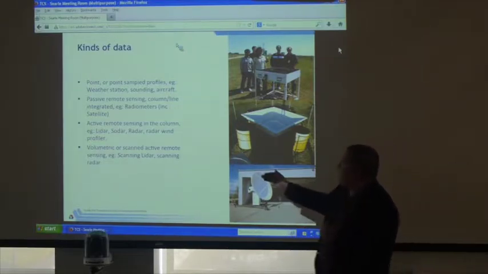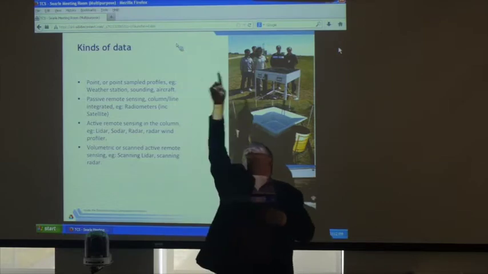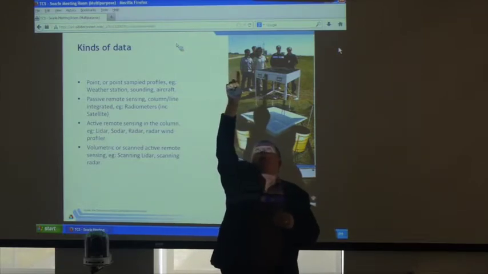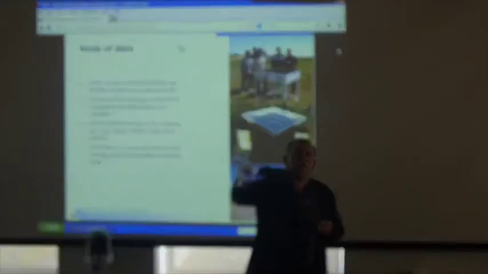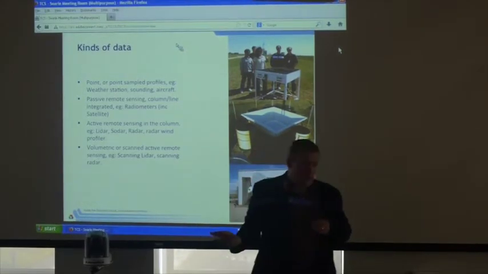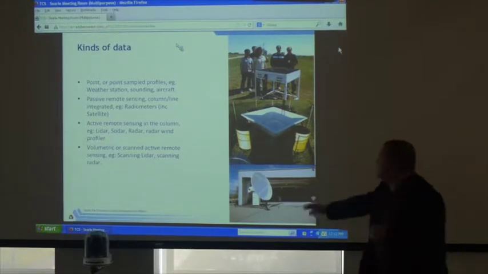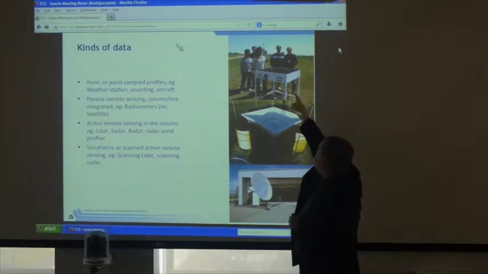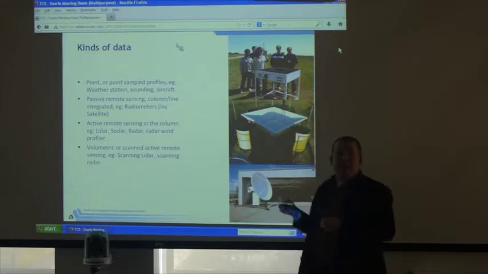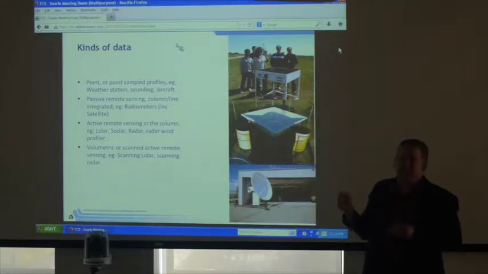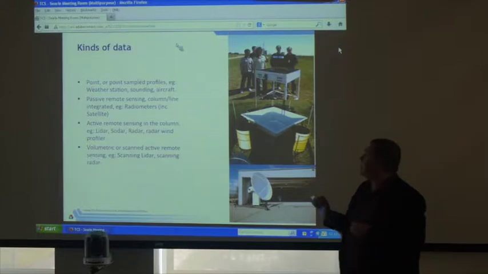And this can be broken down into either column, where we basically sit there and look up and just study that column above us, or we actively scan the sensor to try to map out a whole volume of the atmosphere. So these are three examples here. This is actually what's called a two-dimensional video distrometer. It's a camera for raindrops. We basically just take pictures of raindrops as they fall through them.